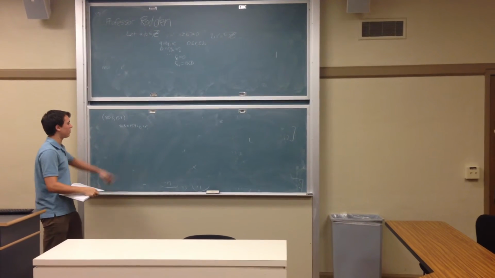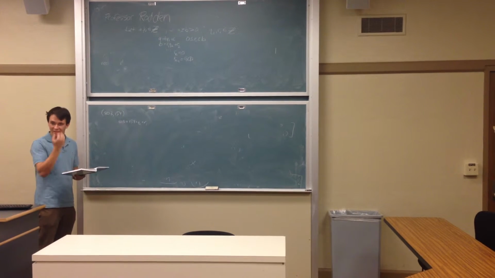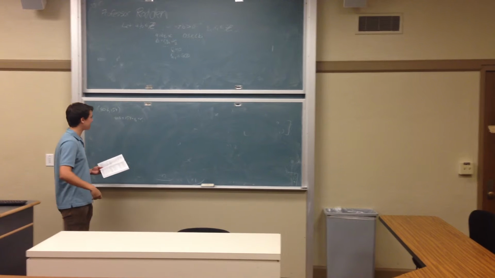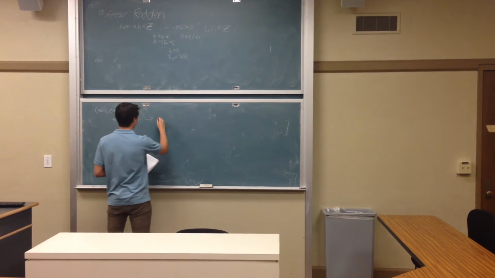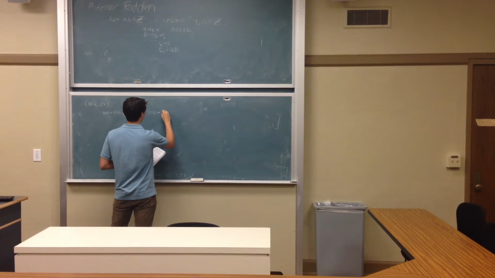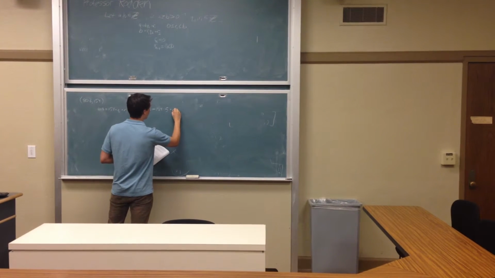Alright, now 154 goes into 803 how many times? Can you tell me, Mitch? 4. 4 is not correct. It's 5. Close. So here's what we write. We write 803 equals 154 times 5 plus r1.